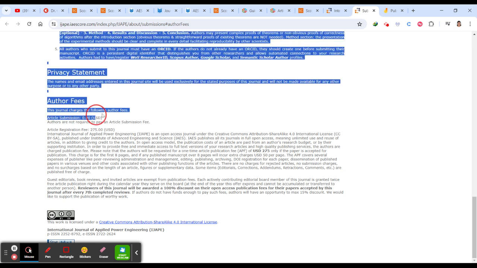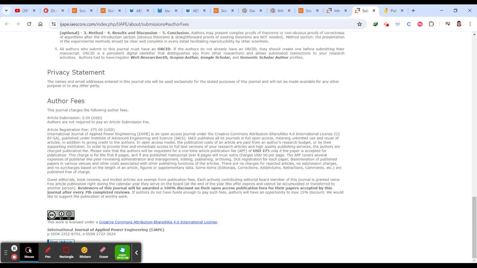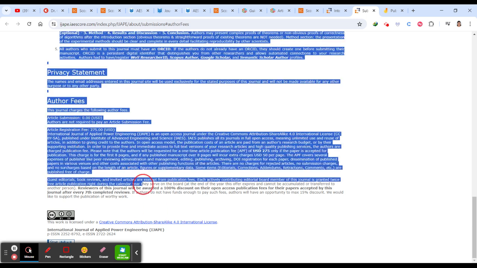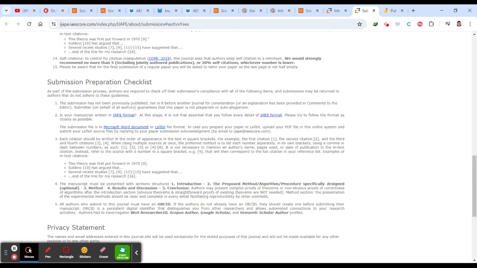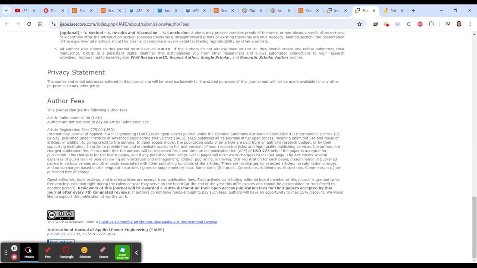For article submission, you don't have to pay any fee, but once the article is accepted, you have to pay $275. You can see here that there are various other options. Reviewers of the journal will be awarded a 100% discount on their open access publication fee for their papers accepted by the journal. So you can also consider joining as a reviewer.